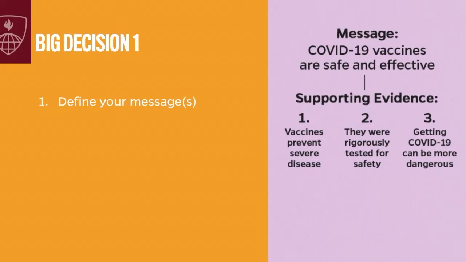Let's make one post about how we know vaccines prevent severe disease. And let's make another post about how Operation Warp Speed did not skip necessary safety trials. And let's make another post about how getting COVID-19 is more dangerous than getting vaccinated. Either explicitly or implicitly, all 3 of those posts convey the message, COVID-19 vaccines are safe and effective.